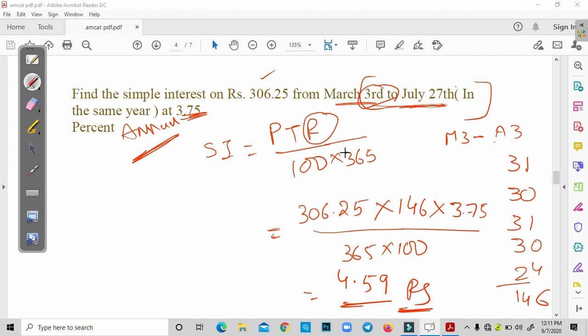Now, let us take the calculation once again. 306.25 rupees is P, and the time period is 146 days, and the rate of interest is 3.75. The time period is in days, so we have to divide it by 365 and 100. Yeah, correct. Let's go to the next one.